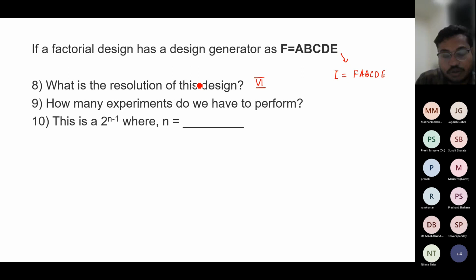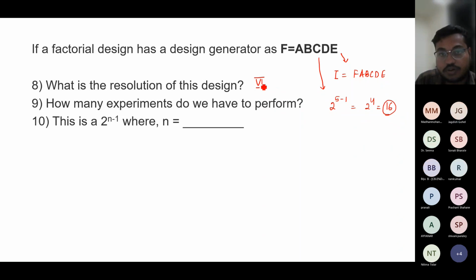How many experiments do we have to perform? Since we are using a base design of 5 factors and we are assigning a new factor, this basically turns out to be 2 to the power 5 minus 1, a half factorial of a 5 factor experiment, which turns out to be 2 to the power 4. So the total number of experiments we'll have to perform will be 16. Since we have 5 independent factors, A, B, C, D, E, and the 6th factor we are allocating to the interaction term, in total we have a 5 minus 1 design. Is this clear?